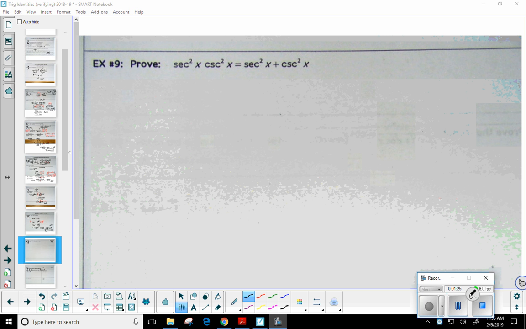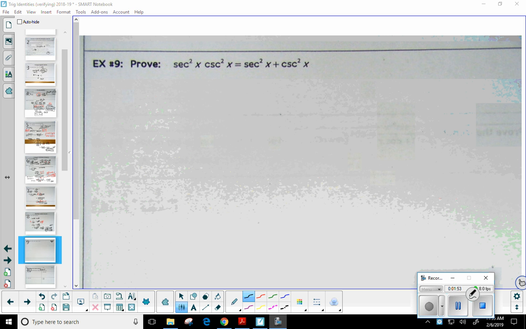Let's see here. So this is our last example. Prove that secant squared of x times cosecant squared of x equals secant squared of x plus cosecant squared of x. Okay. So here's the thing. We can start on either side, completely your choice, whichever you believe is going to be the more beneficial. We can use algebra techniques, the identities. We just have to show one side equals the other.